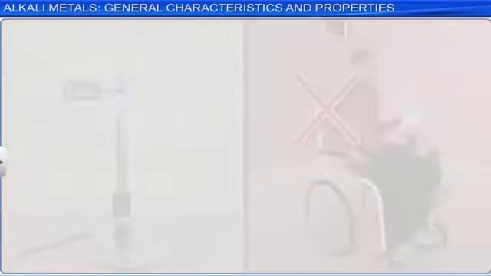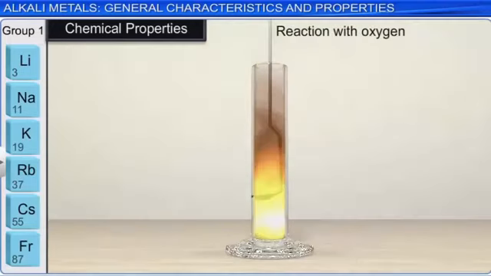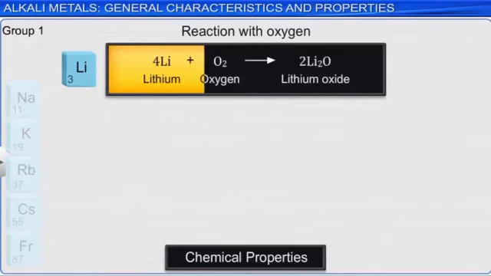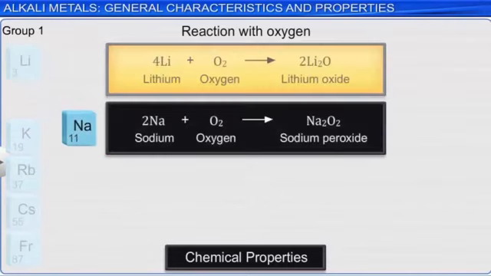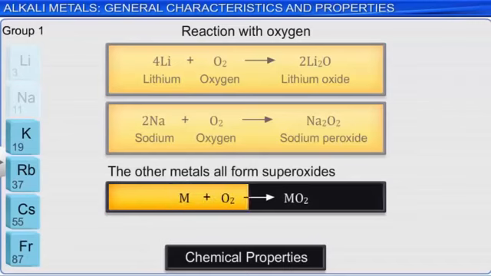Let's discuss some chemical properties of the alkali metals, starting with their reactions with oxygen. They all react vigorously with oxygen. They don't all form the same kinds of oxides though. Lithium reacts with oxygen to form a simple oxide, Li2O. Sodium forms sodium peroxide, Na2O2. The other metals all form superoxides. For example, CsO2.